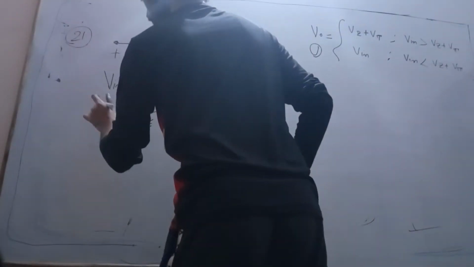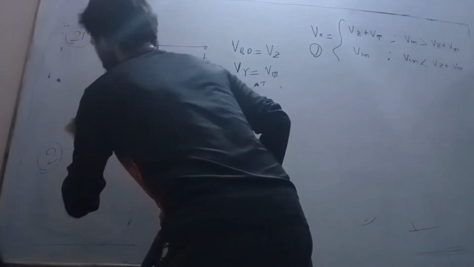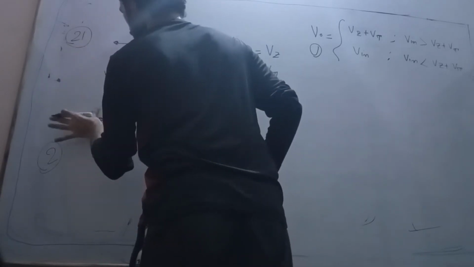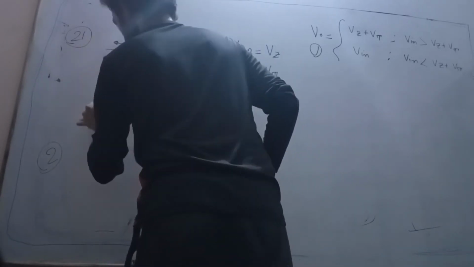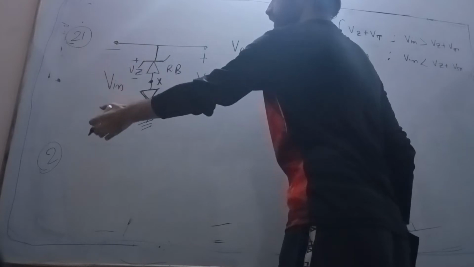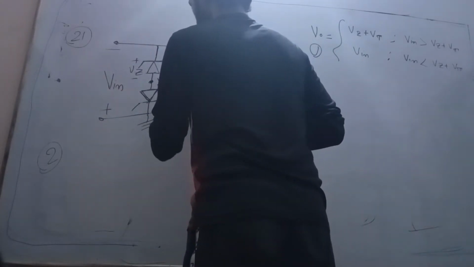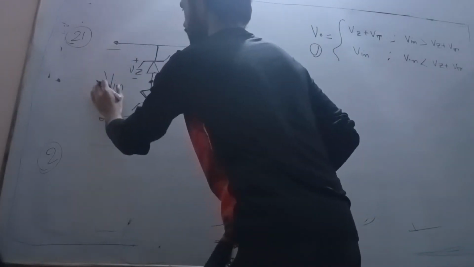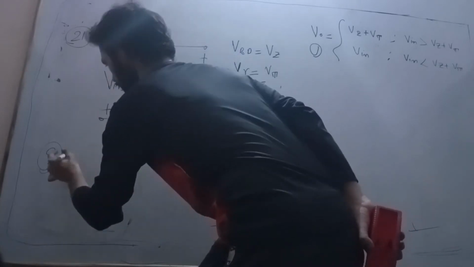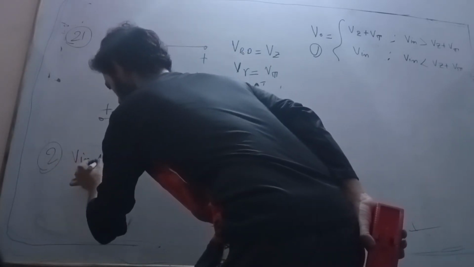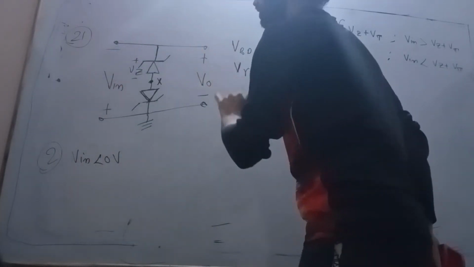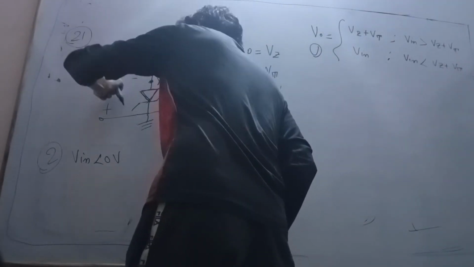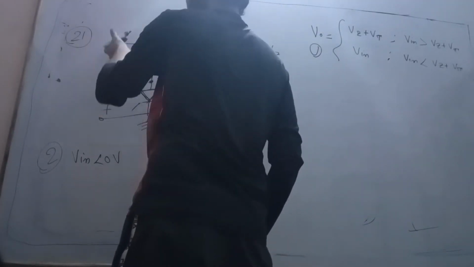Now the second case. Let us make V in negative. When it is negative, it means V in is less than 0 volt. Now we will see it from the bottom side.